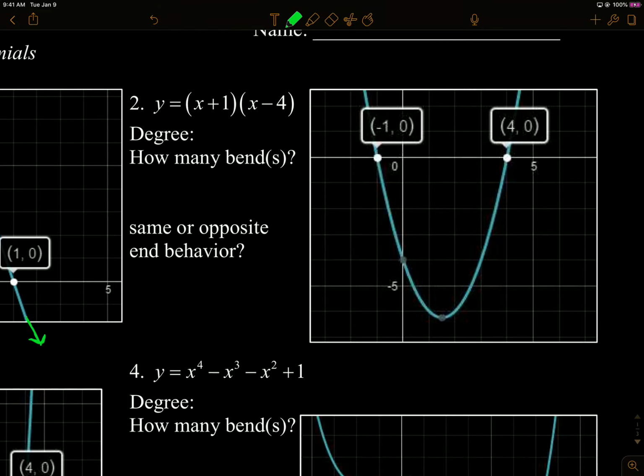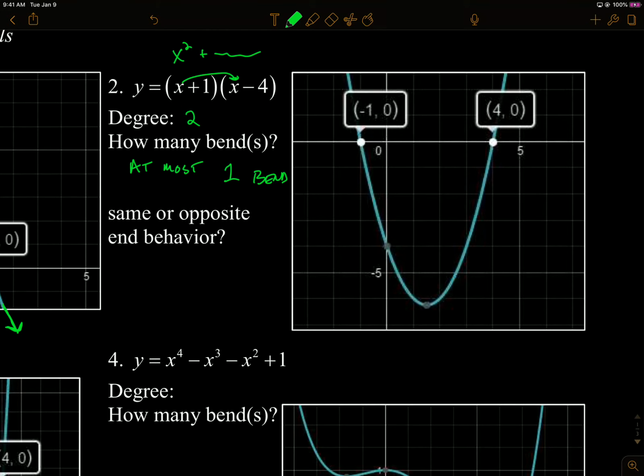Let's look at number 2. The degree here is going to be 2. I know that when I multiply this thing out, I'll get x squared. And I don't care about the other stuff. I just know that when I do the x times the x, I'll get an x squared, which makes it a degree 2. So that means it's going to have at most 1 bend. Same or opposite end behavior. So when it's degree 2, it's got the same end behavior. It's up on both sides. Left, it goes up, and on the right side, it goes up.